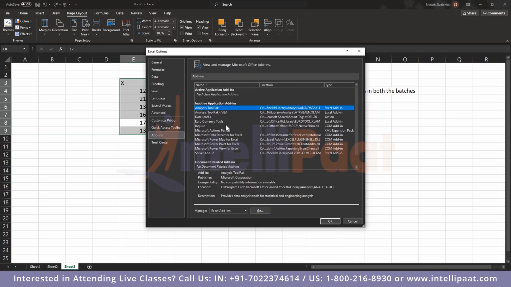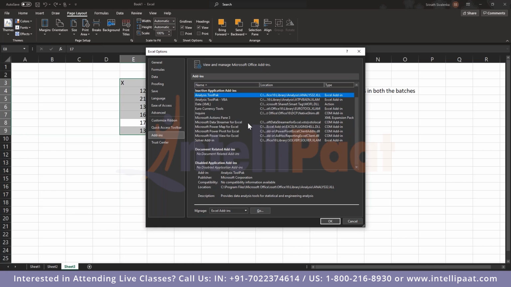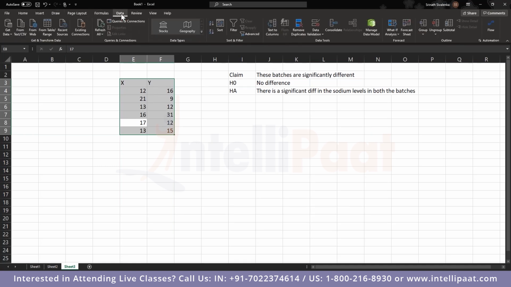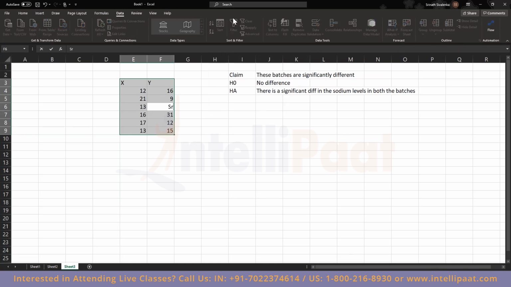Analysis tool pack. For the ones who don't already have it, this is a good thing for you as well. What you could do is go to analysis tool pack under the add-ins section and just hit OK. That should install your data analysis.